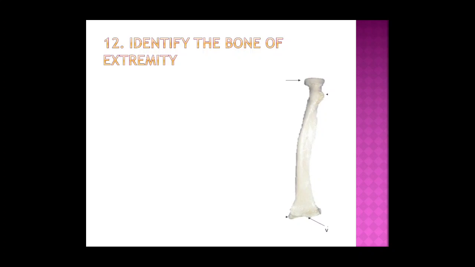Next question. Identify the bone of extremity. Options: radius, ulna, tibia, fibula. Answer: radius.